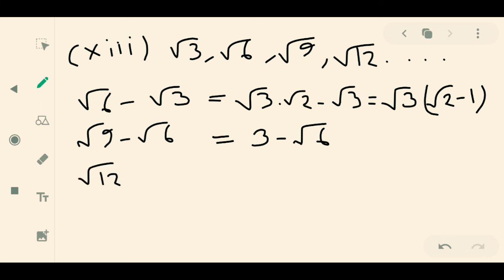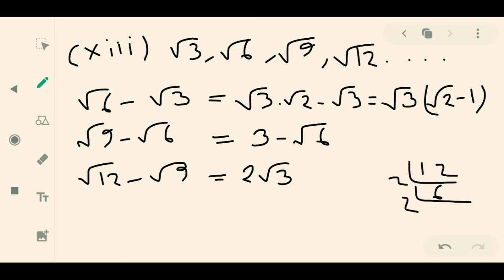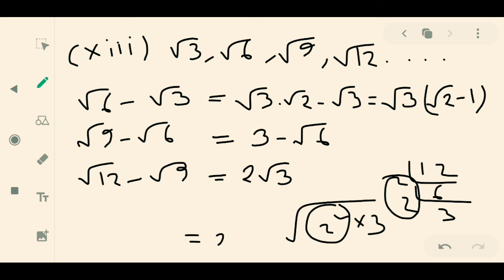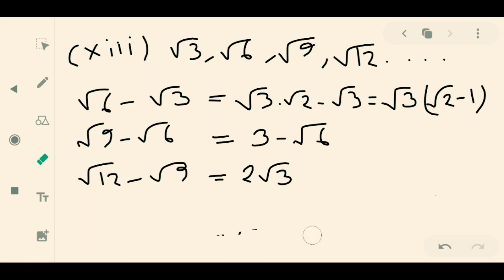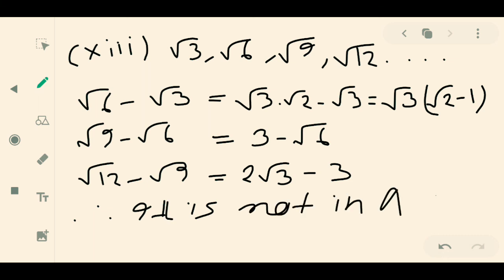Then root 12 minus root 9. Root 12 means 2 root 3. If you break the square root, that means if you do prime factorization, 2 square into 3. The 2 square inside the square root, if you write it outside, 2 root 3 will be there. So we can write 2 root 3 minus 9 means 3 only. So the common difference is not the same. So directly we will write it is not in AP.